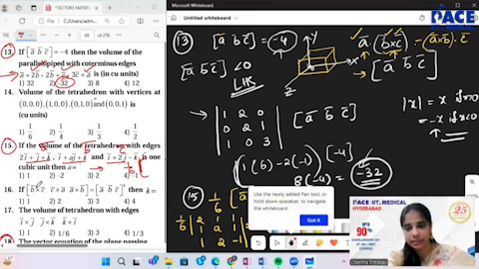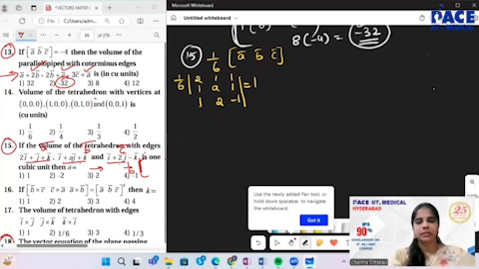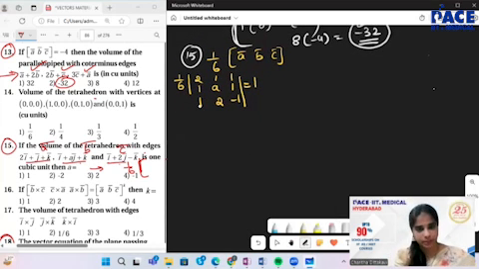Understood? Is that clear? I hope you can solve this on your own. Right. So just find the determinant and equate it to 1. Calculate your A value. You will be getting it. Right? I'm not solving this problem. Hopefully you can do it on your own.